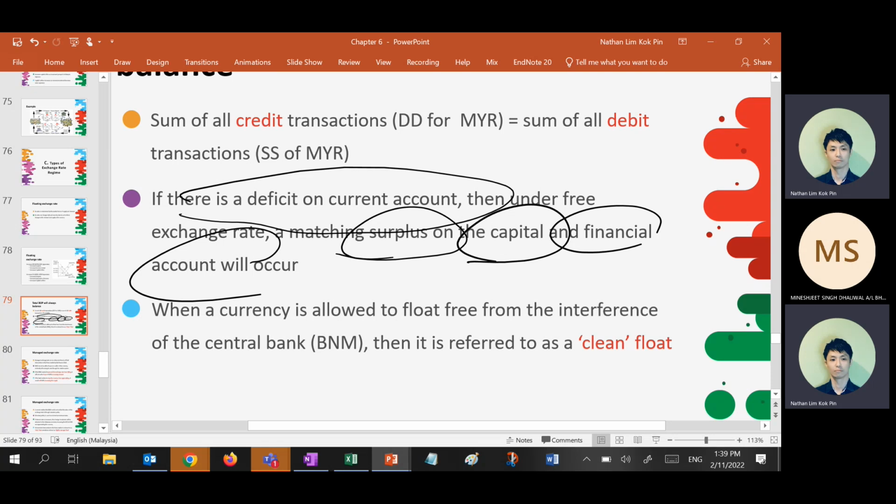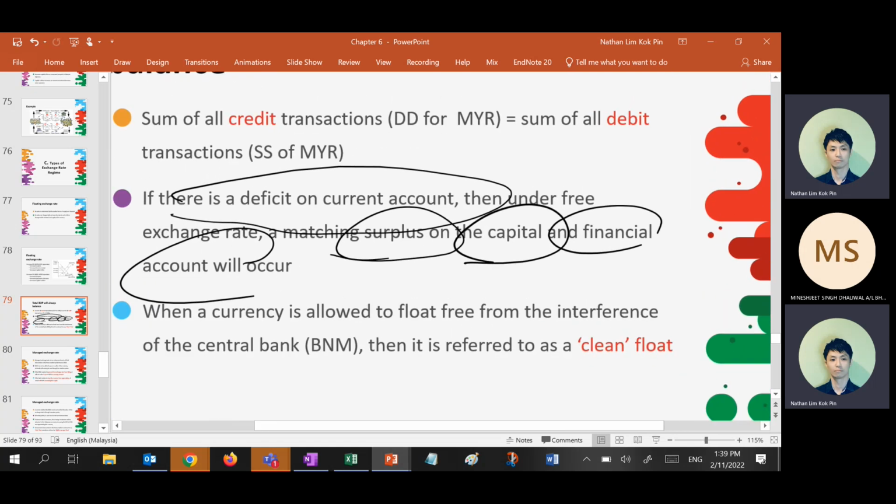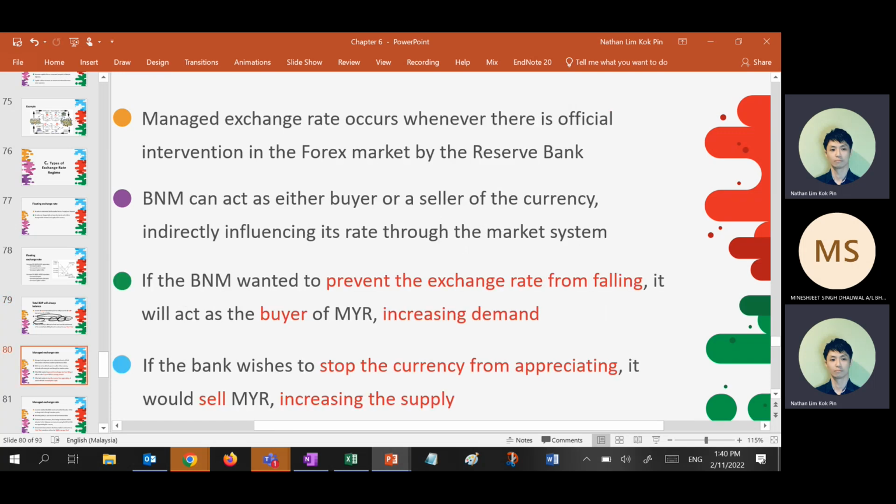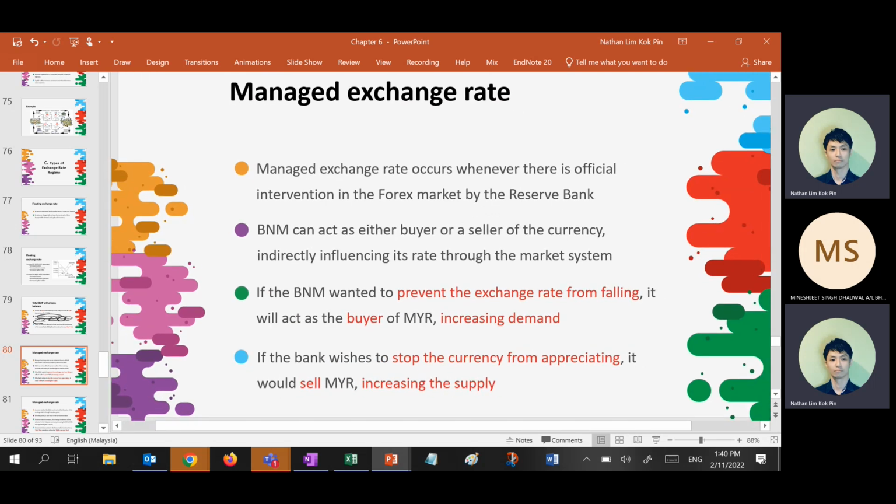Make sense? Any question on floating so far? Managed is the one that is harder, actually. Anything? No? Ajit, are you clear? Sure, because you came late. Managed is harder.